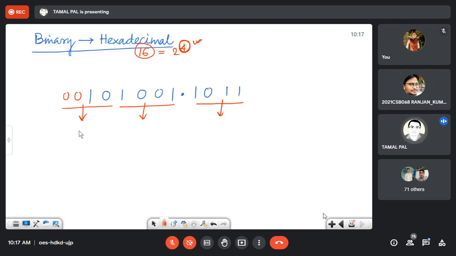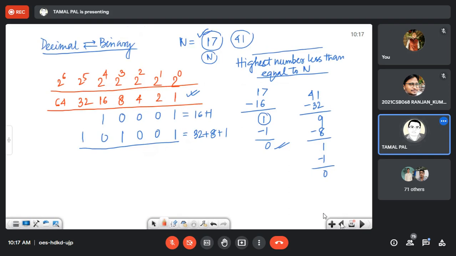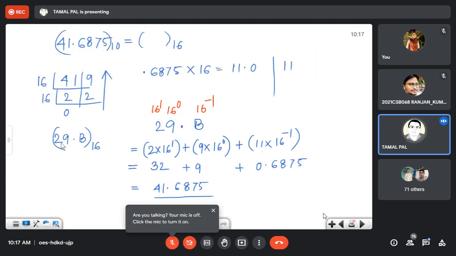0001 is 2. Then 9, this one is 9. Then B, B means 11. Yes, sir, 11. Okay. So it is 29 point B, I think, in hexadecimal. So let us check. It is 29 point B.